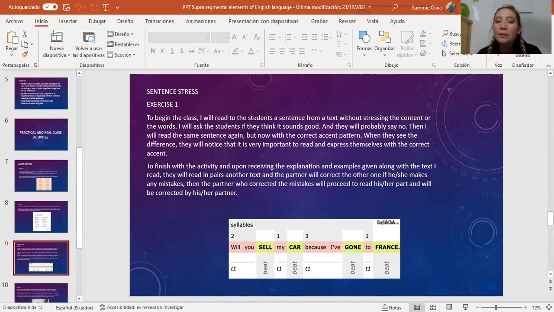To finish the activity, upon receiving the explanation and examples given along with the text I read, they will read in pairs another text and the partner will correct the other one if he or she makes any mistakes. Then the partner who corrected the mistakes will proceed to read his or her part and will be corrected by his or her partner.